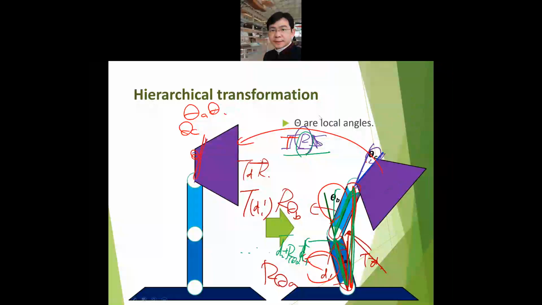I think some students, after several minutes of deducing the sequence of rotations, feel kind of dizzy. So I will stop my recording here, and in our next lecture, we will further talk about how we can systematically, using an easier way, write the rotation and translation for a hierarchical system.